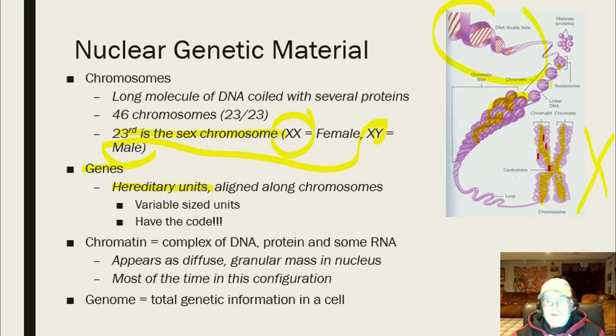We'll talk about codons in just a minute. So these genes are variable sized units. Some are big, some of them are small and very short. And again, this is where we have the code.